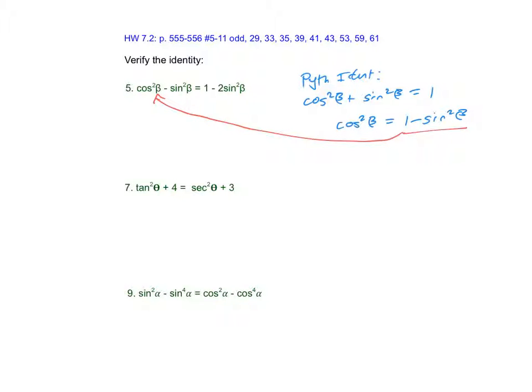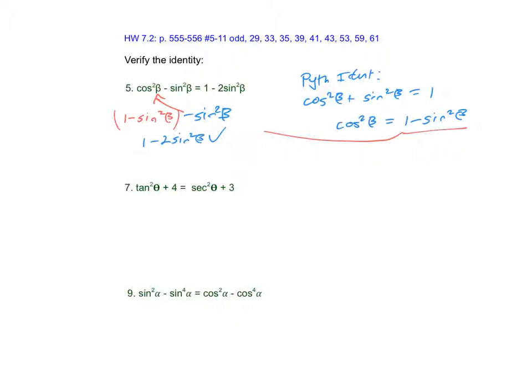So I'm going to put 1 minus sine squared beta in for cosine squared beta. So that's actually my first step. So I'm going to have 1 minus sine squared beta, that is what cosine squared beta is, minus sine squared beta, and this is going to become 1 minus 2 sine squared beta, and we have verified the identity.